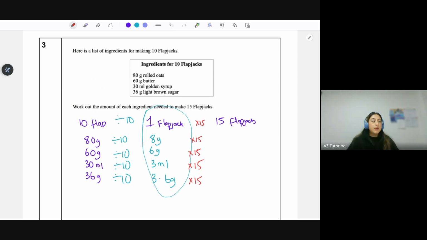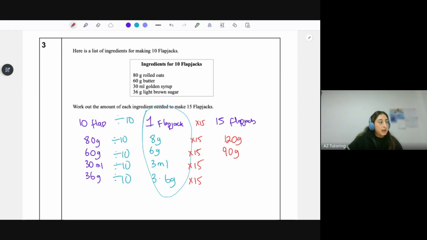So if any of you are considering doing baking in the future, this is what bakers sort of do. If they have a recipe, let's just say, to make 10 cookies and they want to make like 100, they would always scale up their recipe or scale down their recipe. So this is sort of handy when it comes to making produce or baking and stuff. 8 times 15 is 120. 6 times 15 is 90 grams of butter will be needed.